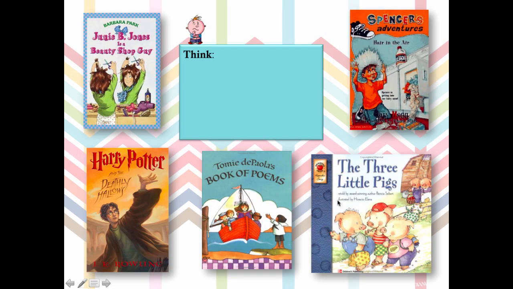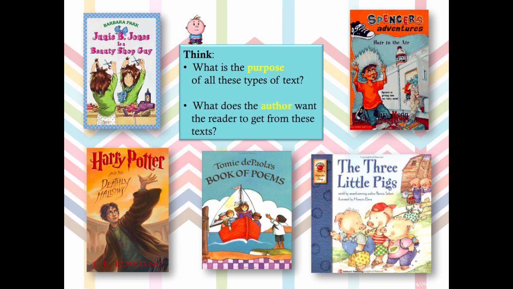All right, we're going to look at another one. Let's look at these types of things that we have here. We've got the Three Little Pigs, Spencer's Adventures, Junie B. Jones, Harry Potter, and the Book of Poems. So let's think. What is the purpose of all these types of text? What does the author want the reader to get from these texts?